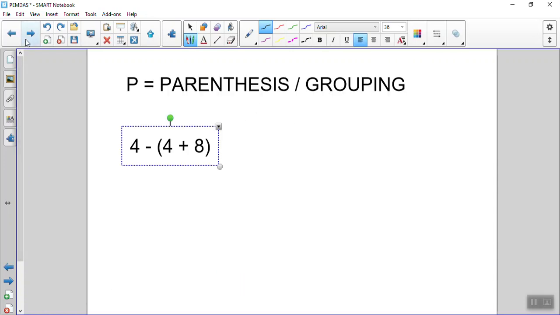So let's go over these one at a time, starting with parentheses or groups. We have this problem here: 4 minus parentheses 4 plus 8. So with PEMDAS, with the P, you have to do this parentheses first. So 4 minus just comes down, and you have to do 4 plus 8. 4 plus 8 is 12, and then 4 minus 12 would be negative 8. Again, you're doing parentheses, but also you're doing the groups.